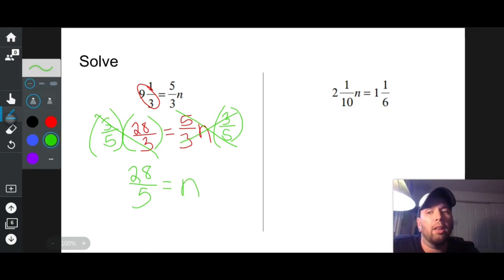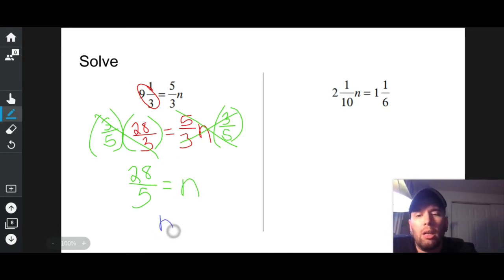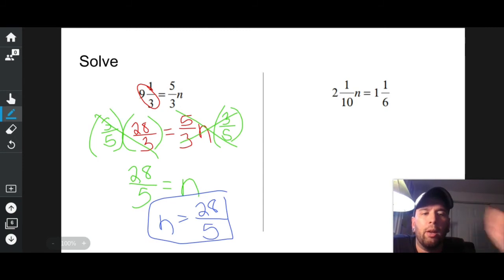I hate the way that looks. So n equals 28 over 5. Sorry, my handwriting is bad. Writing with this thing on a slippery Chromebook is not ideal. By the way, Slippery Chromebook, my favorite rock and roll band.